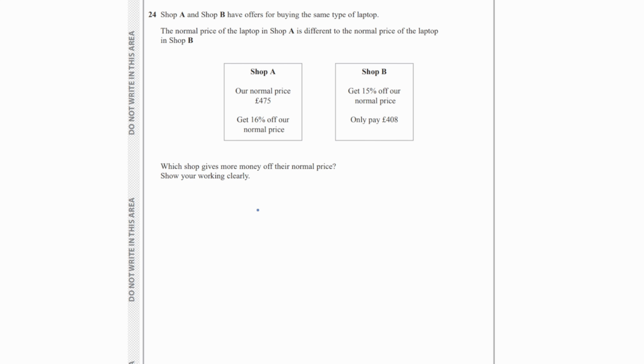Question 24. Shop A and Shop B have offers for buying the same type of laptop. The normal price of the laptop in Shop A is different to the normal price of the laptop in Shop B. In Shop A, it says our normal price is £475. We can get 16% off our normal price. And in Shop B, we can get 15% off our normal price and only pay £408. Which shop gives the more money off their normal price? Let's look at Shop A to start with.